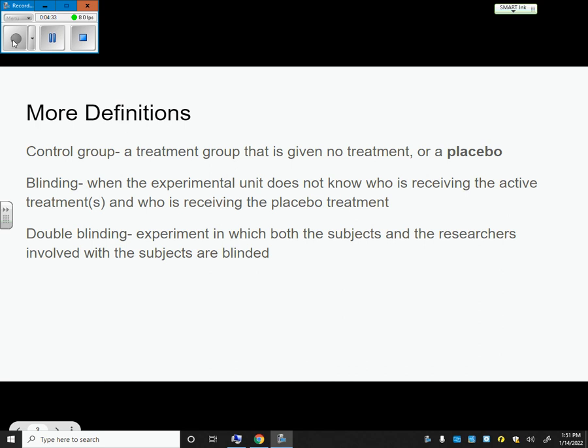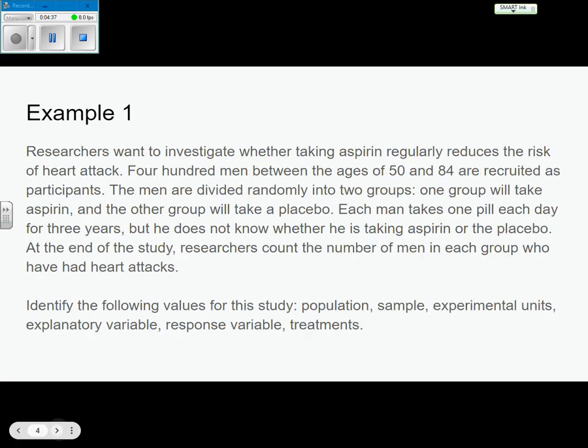You guys ready? This is where you want to type it up. So researchers want to investigate. We're probably not going to leave it up long enough to write it. That's what you need to do. If you need to go back and look at it, Google Classroom, boom, there it is.